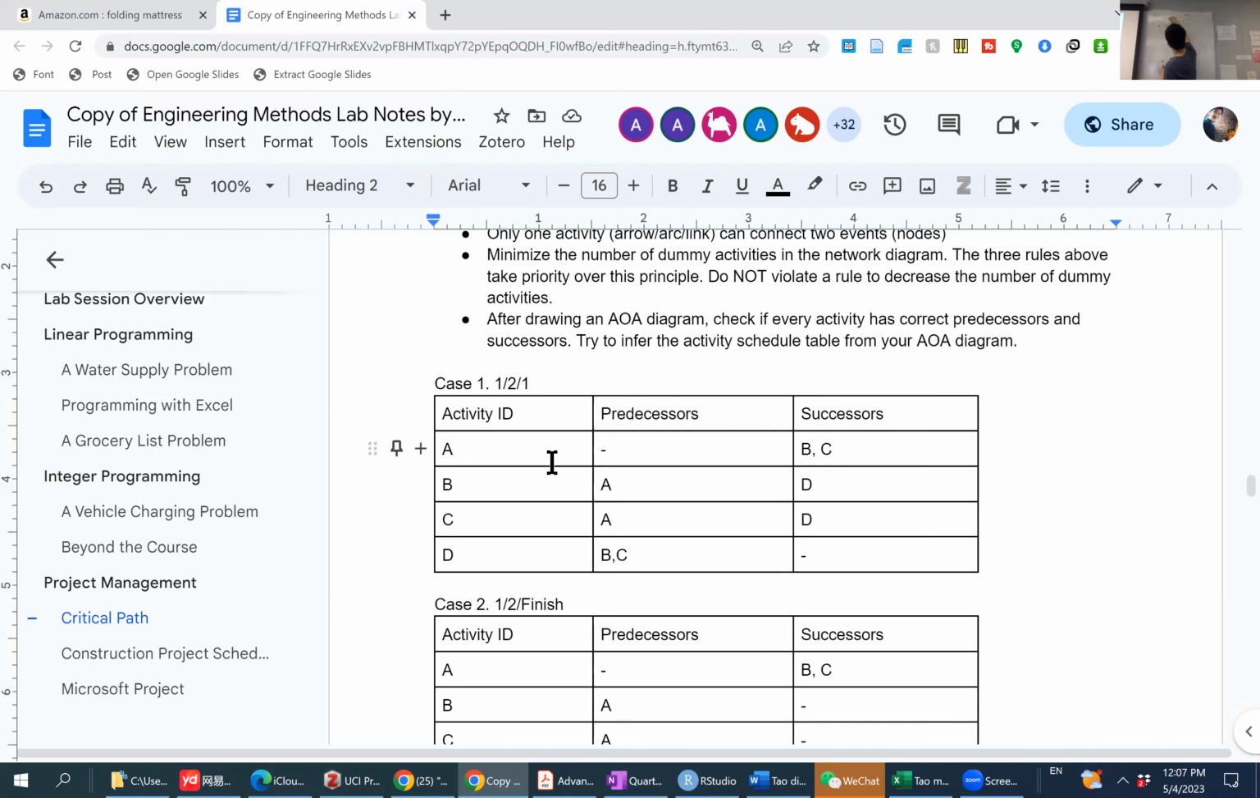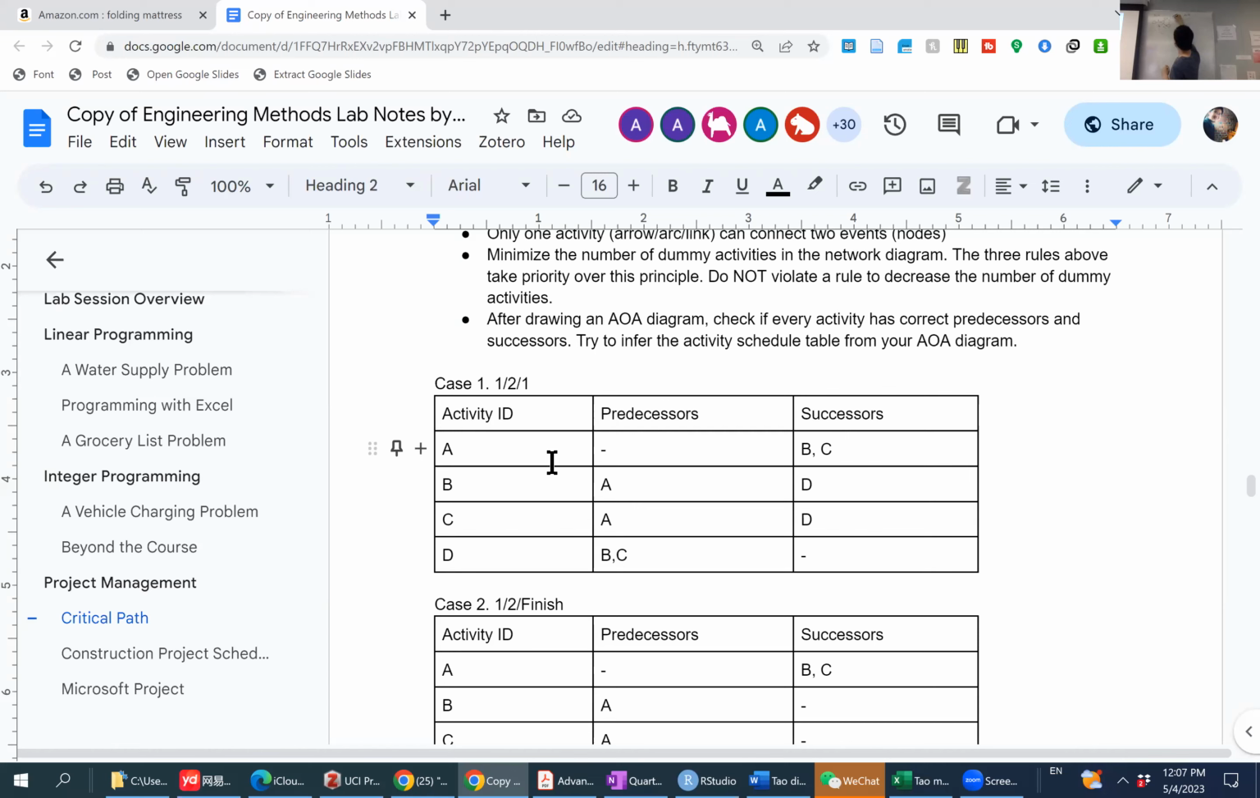And see that at this node, both B and C activities have already taken place. That's what makes B and C predecessors. In this way, we cannot do it by, for example, connecting this arrow to D to this node, because at this node, D already takes place.